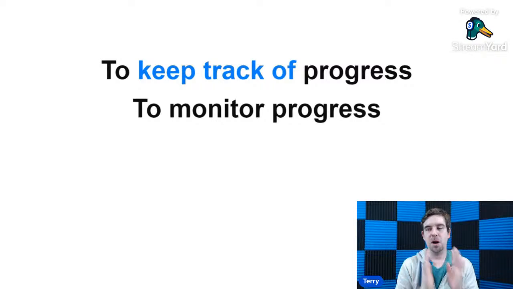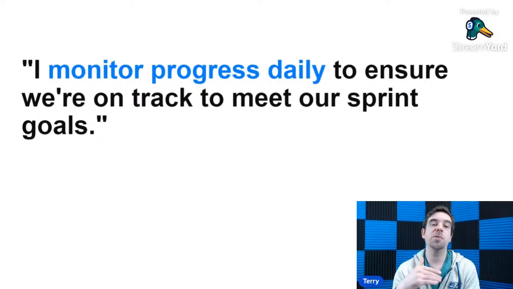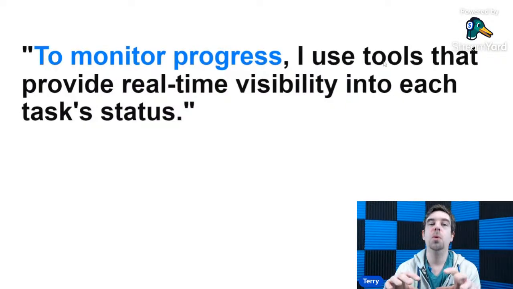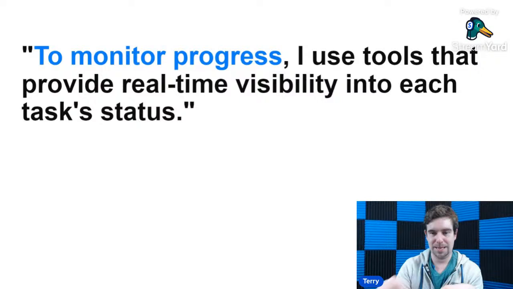Now, one really important expression with track is to keep track of progress. In fact, to monitor progress and to keep track of progress are the exact same idea. They're both really useful, really important expressions. Now, some examples are, I monitor progress daily to ensure we're on track to meet our sprint goals. To monitor progress, I use tools that provide real-time visibility into each task's status.